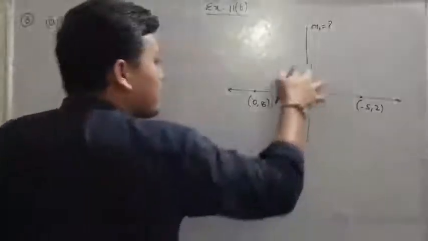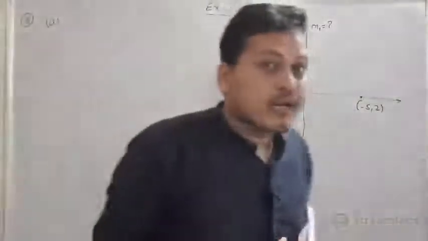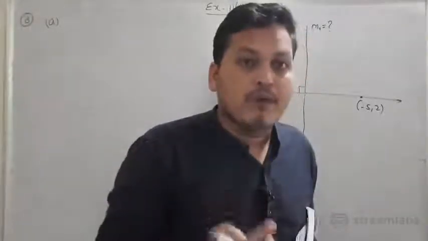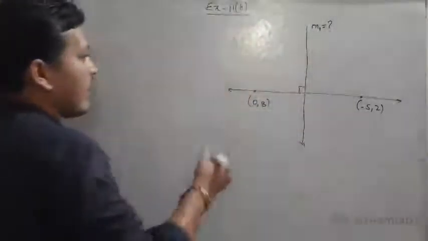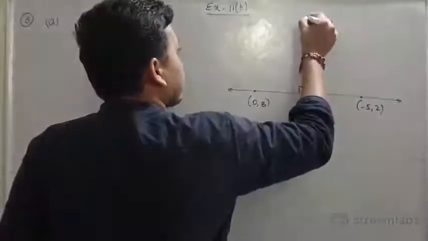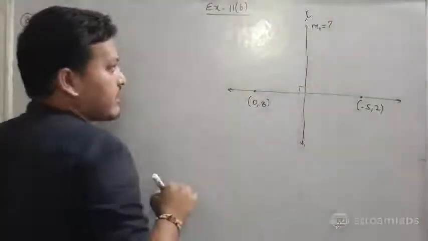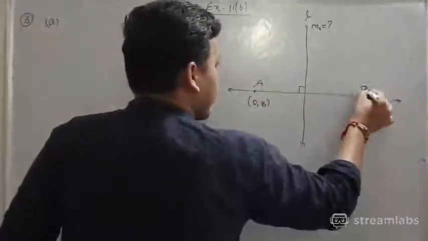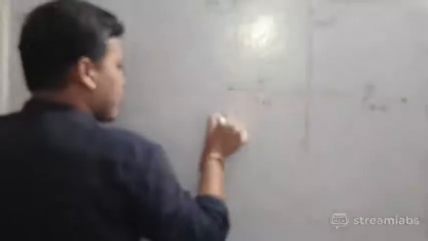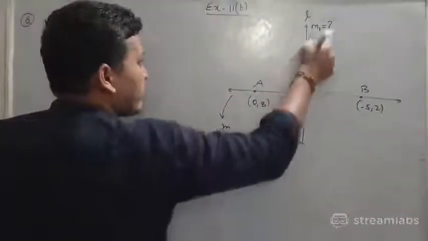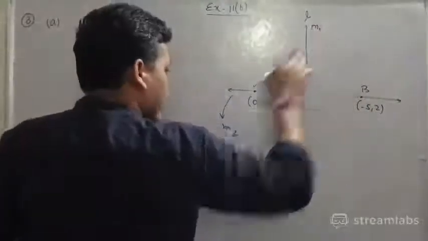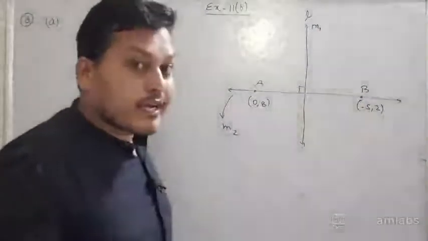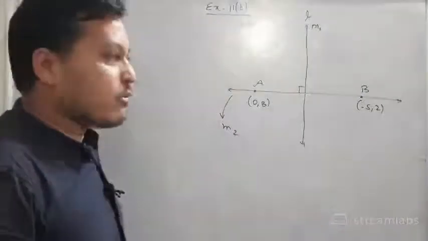As you know, when two lines are perpendicular, the product of their slopes is equal to -1, meaning m1 into m2 is equal to -1. Let this line be denoted by L, and suppose this point is A and this point is B. The slope of AB we take as m2, and the slope of this line is m1. So m1 into m2 is equal to -1. m2 can be calculated, but m1 is not given. What is the problem? No problem here.